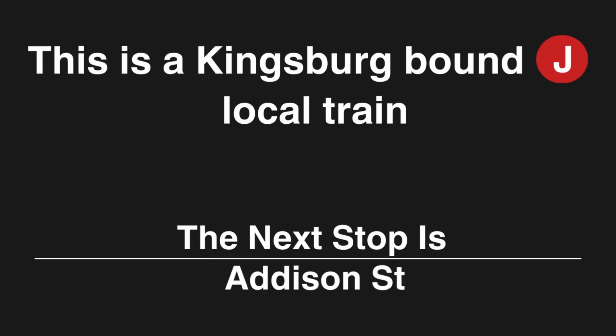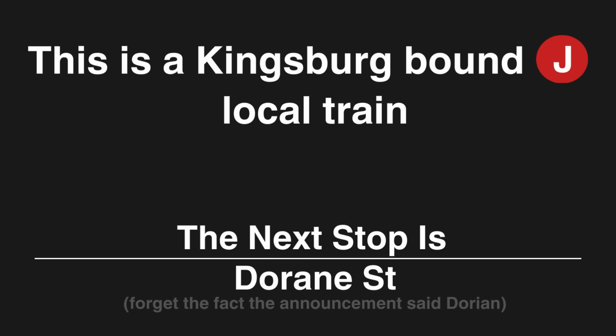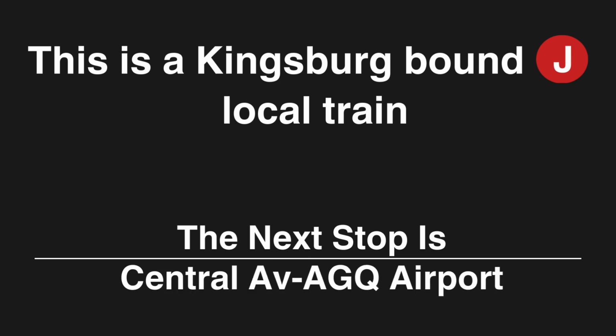This is a Kingsburg-bound J local train. The next stop is Addison Street. The next stop is Dorian Street. The next stop is Central Avenue, Algonquin Airport.